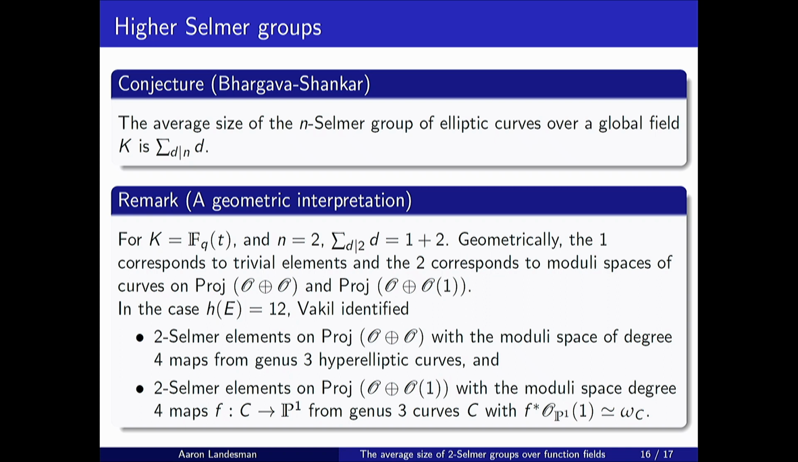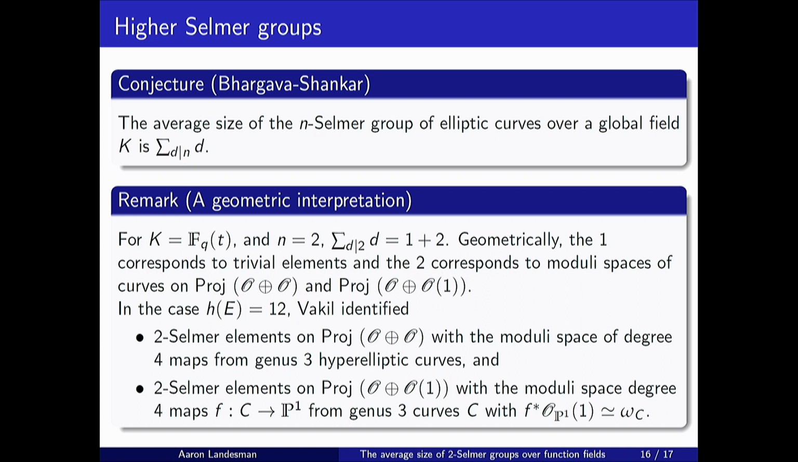So I just want to mention these particular, in the simplest case, which is this height, this discriminant degree is 12, Vakil had identified these moduli spaces. So the 2 Selmer elements which corresponded to curves on O plus O were parametrizing maps from hyperelliptic curves of genus 3. And the 2 Selmer elements on O plus O of 1, another component, are the same as maps given by a subsystem of the canonical linear system. So there's a lot of geometry here.